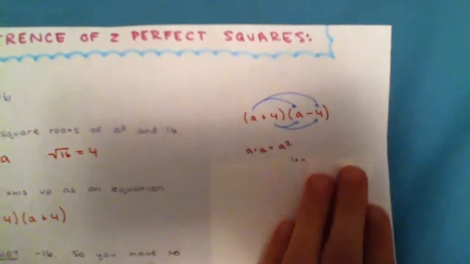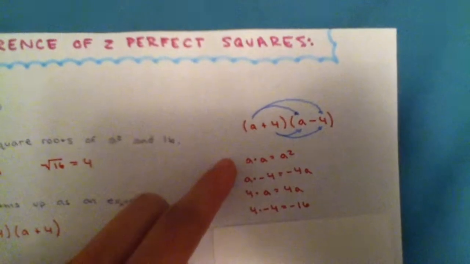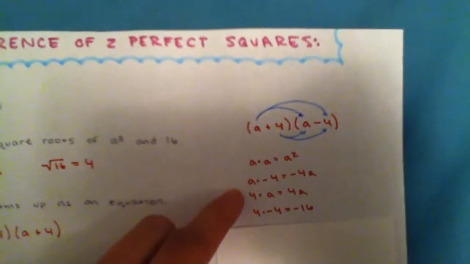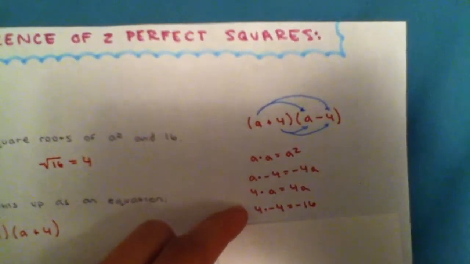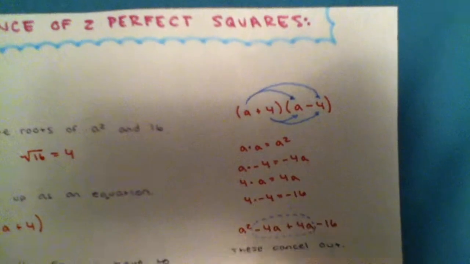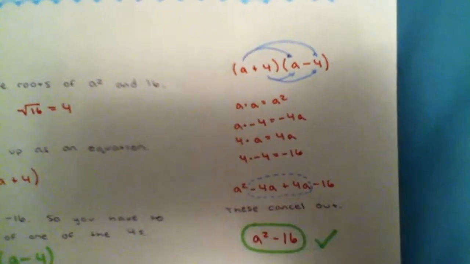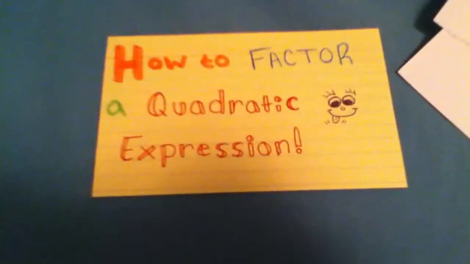Once again, we can check it using distributive property. So we have a times a, which is a squared, a times negative 4, which is negative 4a, 4 times a, which is 4a, and 4 times negative 4 equals negative 16. The negative 4a and the positive 4a cancel out, and we get a squared minus 16, as up here. So this answer would be correct. That is how you factor a quadratic expression.